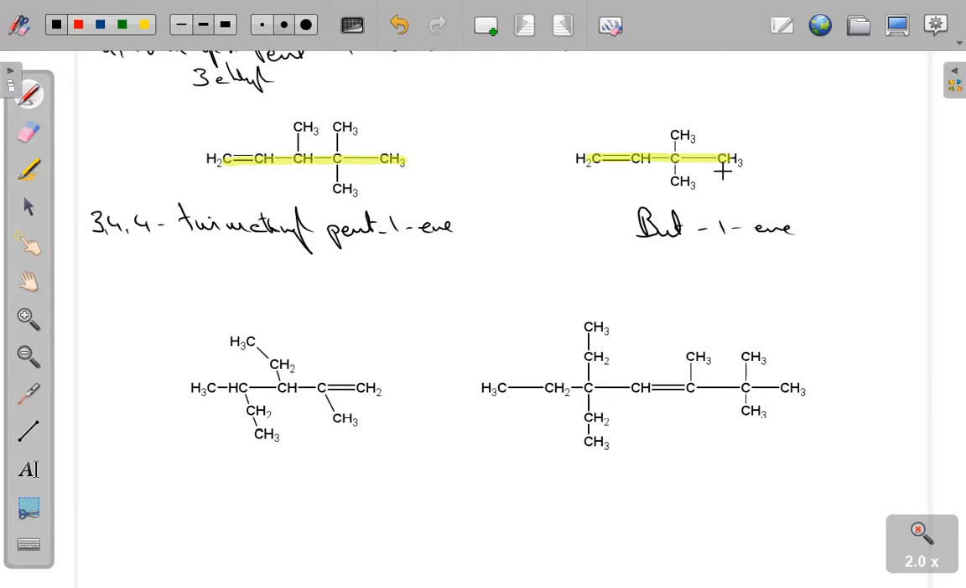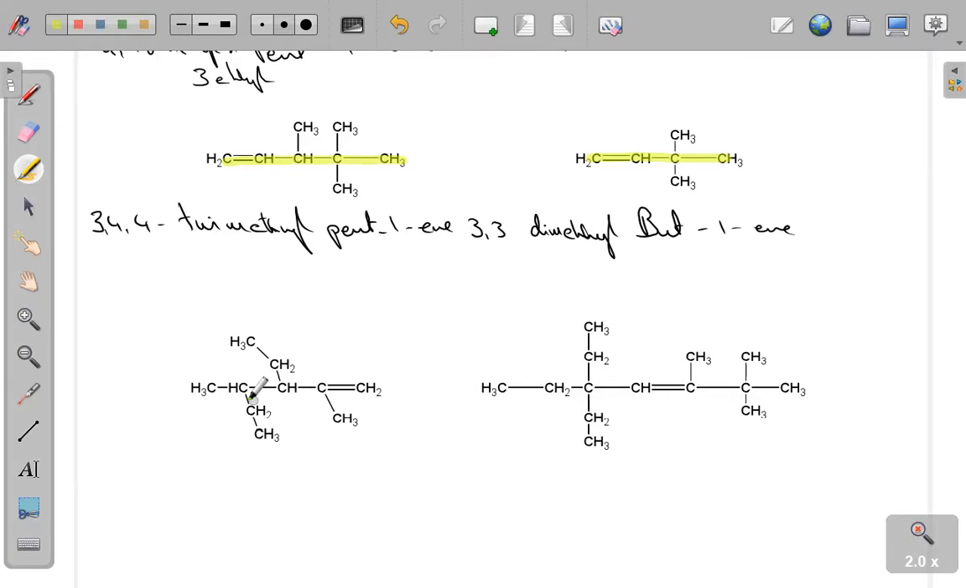So I'm going to speed up a little bit now because I think you can get the hang of these. That's carbon number 1. So that's carbon number 3. And there are 2 methyls, so it's going to be a dimethyl, where both of them are on carbon number 3. So it's 3,3-dimethylbut-1-ene.